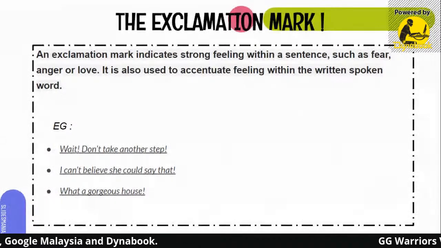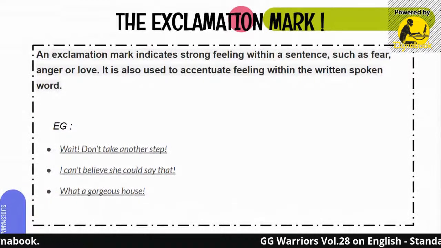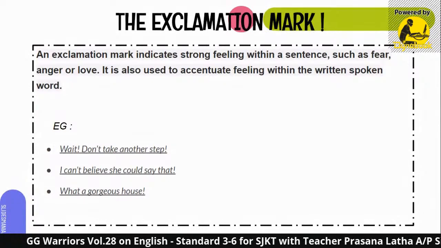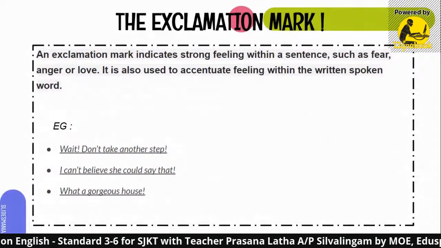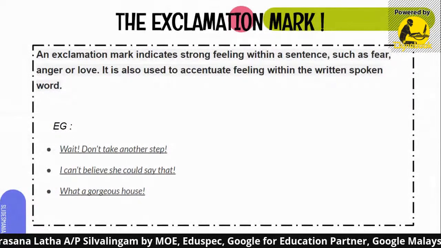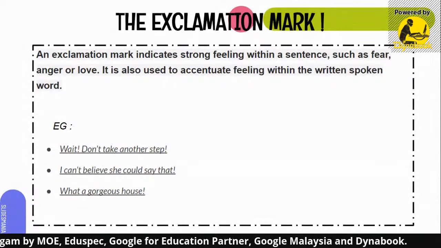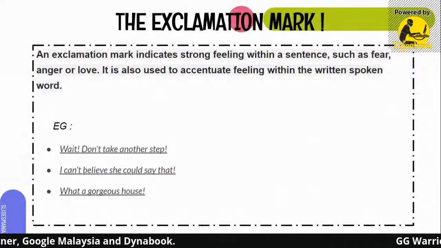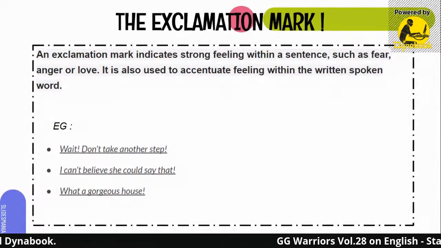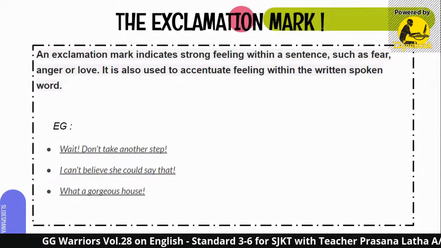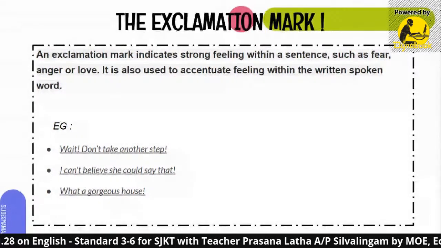Wait, don't take another step. Maybe you're seeing your friend walking and he might be just talking to his friend and did not realize there's a drain right in front of him. Just imagine yourself being a little further than him, so you can't hold or stop him. So you're shouting out of fear, right? You'll be like, wait, don't take another step. So when there is the expression of fear, we would use exclamation.